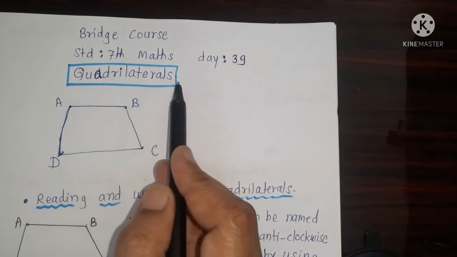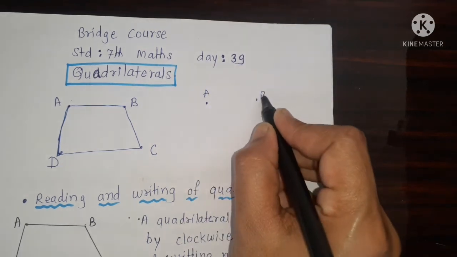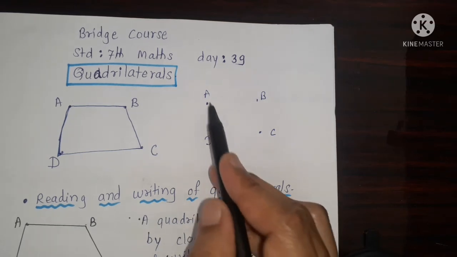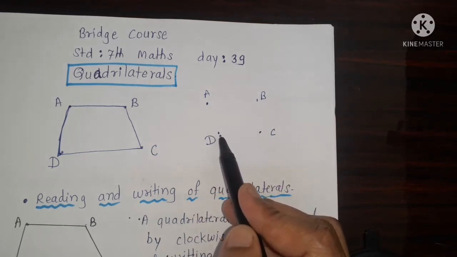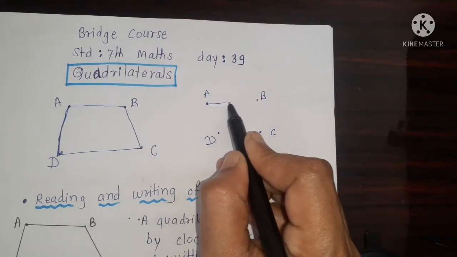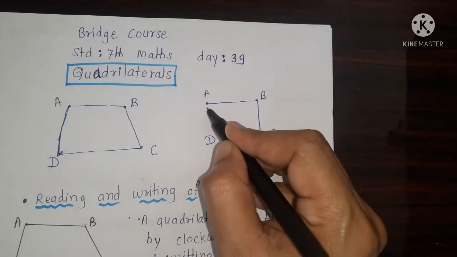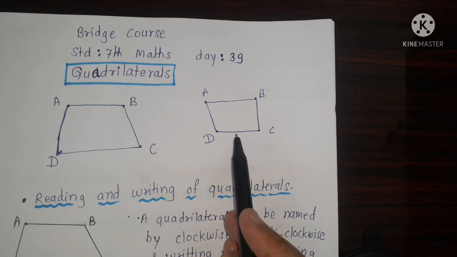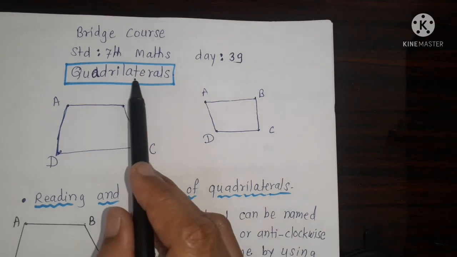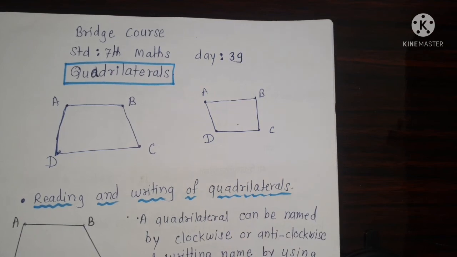Today we will see quadrilaterals. We can take 4 points, point A, point B, point C, point D, such that any 3 of them are non-collinear. These points are to be joined to make a closed figure. AB can be joined, BC can be joined, CD can be joined, and AD can be joined. We get a closed figure. The figure obtained is called a quadrilateral. That means these are quadrilaterals.